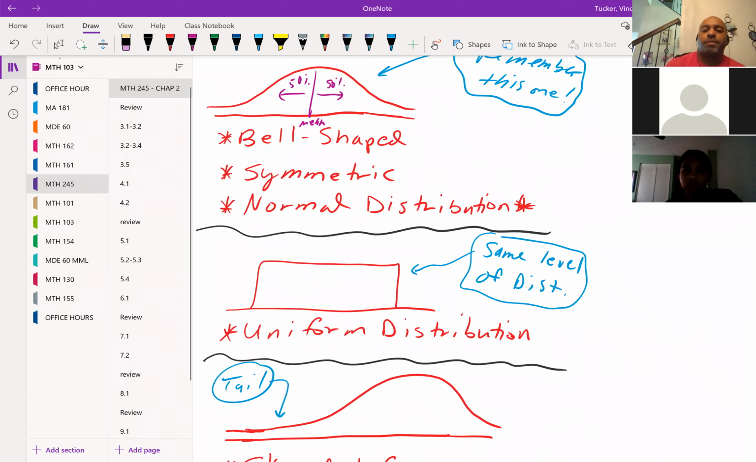All right, so the next one, not normal distribution, excuse me, uniform distribution. So just have the same level of distribution, so it's more like a block.